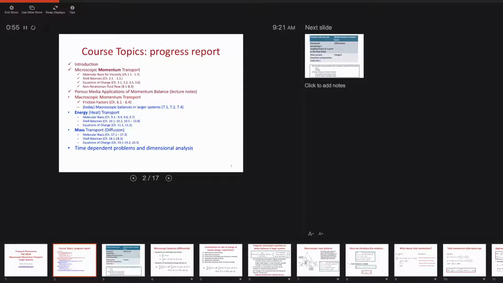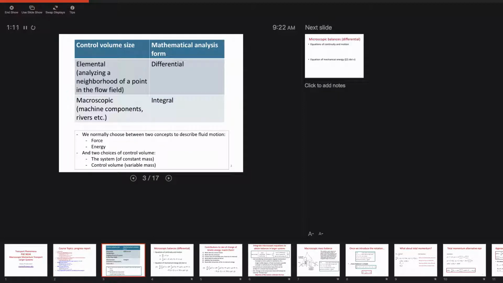Now, basically we have finished friction factors, and we're going to take a look at the macroscopic balances in larger systems. And the relevant chapters are 7.1, 7.2, and 7.4.